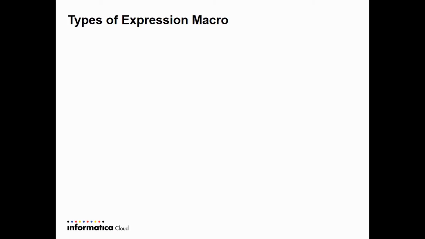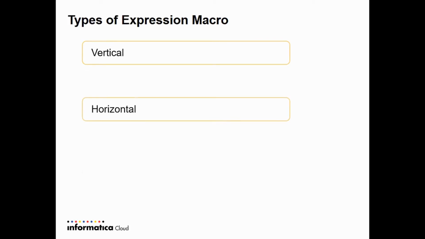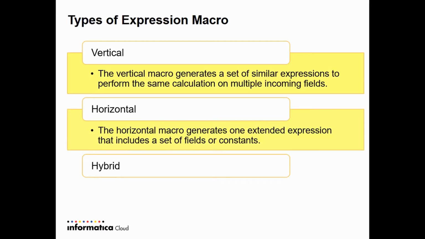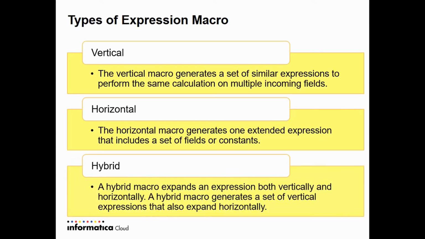The first one is vertical, then horizontal, and hybrid. The vertical macro generates a set of similar expressions to perform the same calculation on multiple incoming fields. The horizontal macro generates one extended expression that includes a set of fields or constants. A hybrid macro expands an expression both vertically and horizontally. A hybrid macro generates a set of vertical expressions that also expand horizontally.